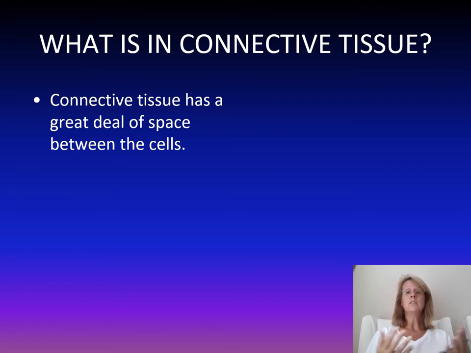So if you see loose connective tissue, that lets you know that the cells are not tightly packed. And so they have a lot of space in between them that nature then fills up with different particles. If you have dense connective tissue, that lets you know that these cells are tightly packed together and there's not a lot of space or extra stuff in between them.